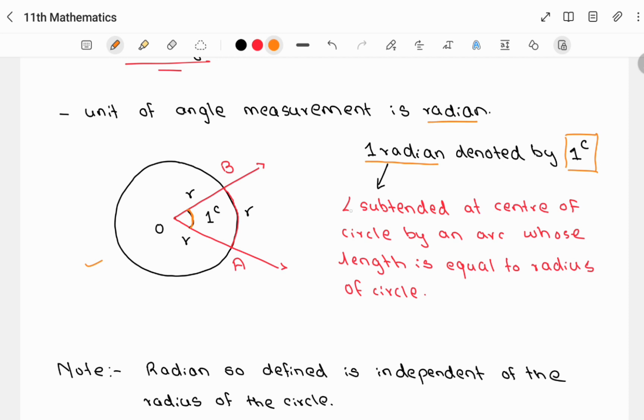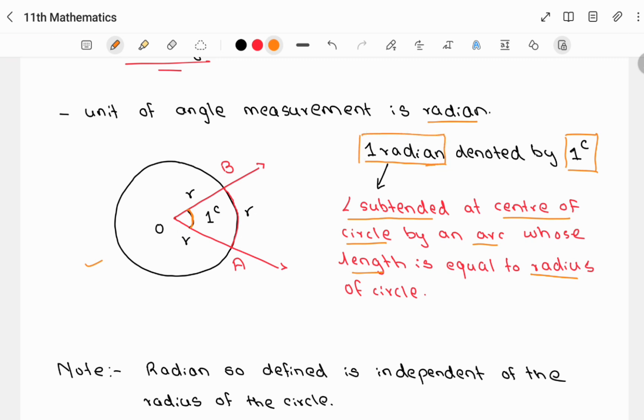Okay. Now, the definition of 1 radian goes this way. It is the angle subtended where? At the center of the circle. By whom? By an arc. So this sector created, the length of this sector is called as arc on the circumference of the circle. So this arc basically subtends an angle at the center of the circle, and if the length of this arc is equal to the length of the radius, then the angle subtended by that arc at the center of the circle is called as 1 radian.